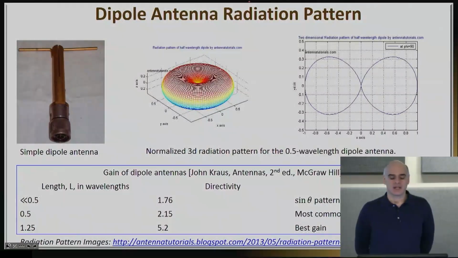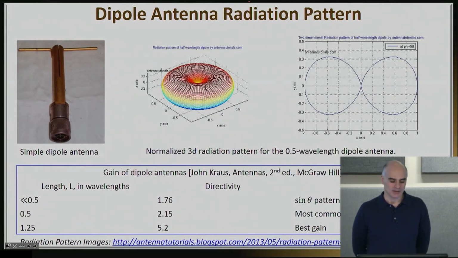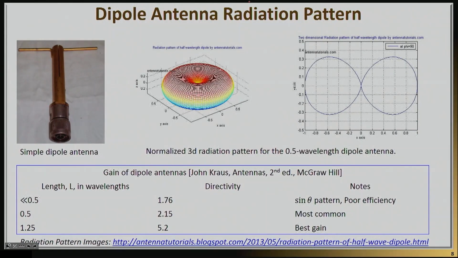So let me give you here an example of a very well-known antenna, the dipole antenna. And here we can see a few of its properties combined together. So this is, as I mentioned before, a typical dipole. In this particular case, the dipole is actually being fed by a coaxial cable. So, and there's a transition at the end.